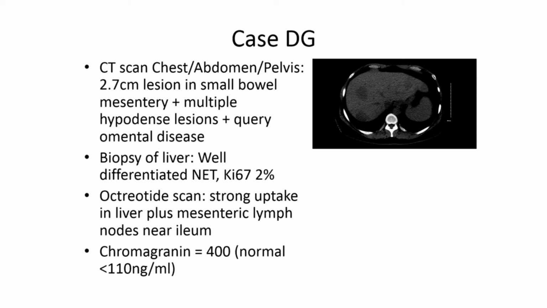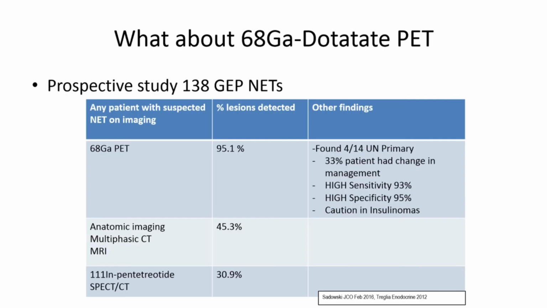It's biopsied. Your pathologist gives you a nice report that says it's a well-differentiated neuroendocrine tumor. Ki-67 is 2%. You order an octreotide scan, and this shows strong uptake in the liver plus mesenteric lymph nodes near the ileum. You also do a chromogranin A level, and that is also elevated. So this is all very typical of a workup of a patient with metastatic neuroendocrine tumor.